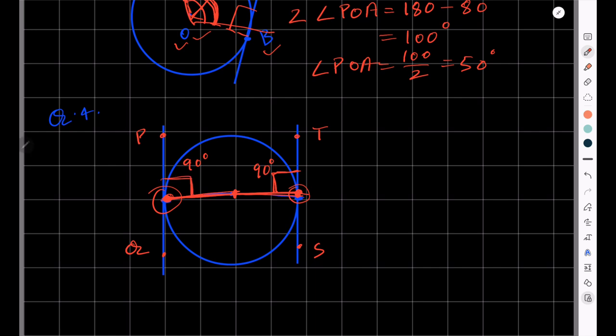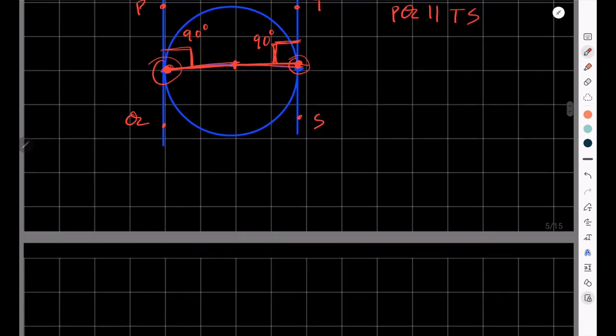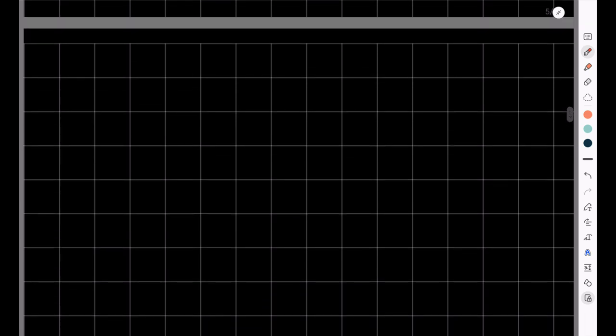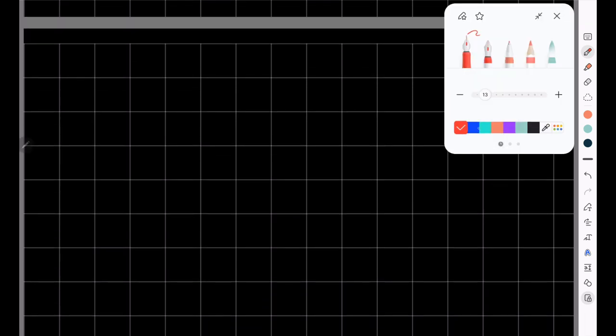So as these two angles are 90 degrees, then by the previous theorems, these two tangents will also be parallel. So it's as simple as that. Let us take up the next question.